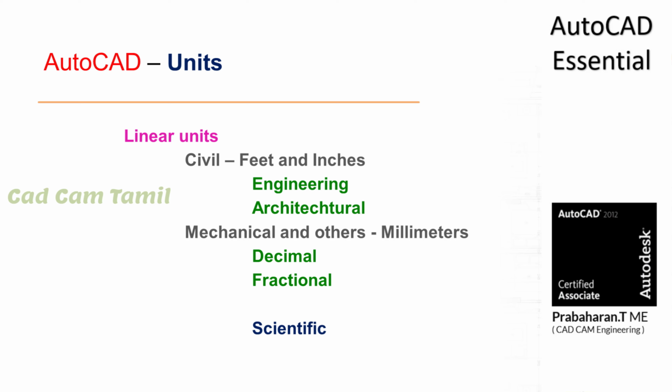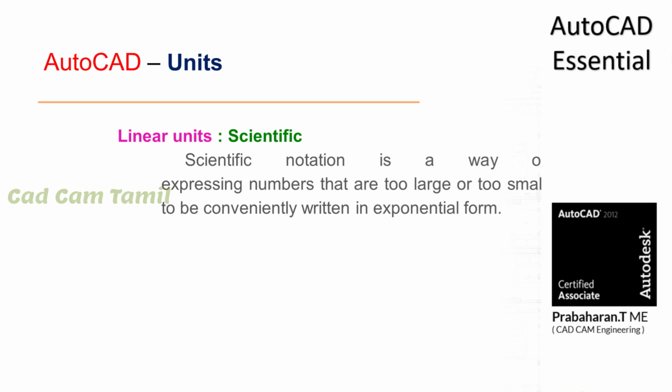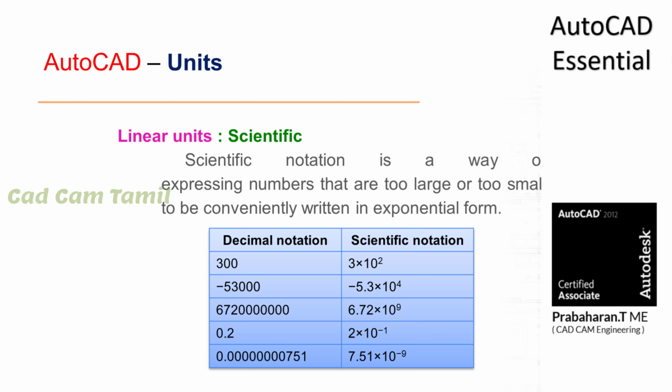What does it mean by scientific? Scientific is nothing but scientific notation. It is a system of representing a large number or a very small number in an exponential way. So we have here 300, which can be written in scientific notation as 3 multiplied by 10 to the power of 2. Similarly, all the numbers can be expressed in exponential form. This is general information.